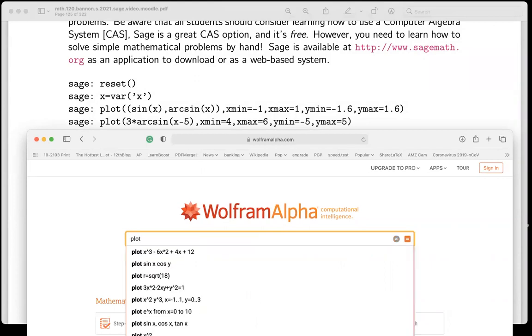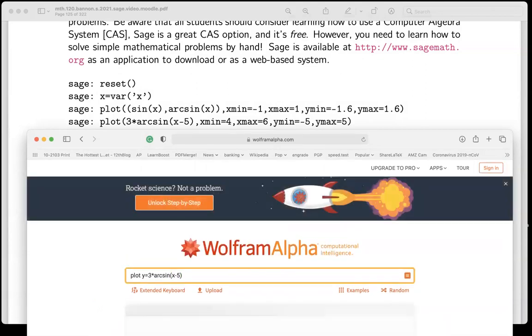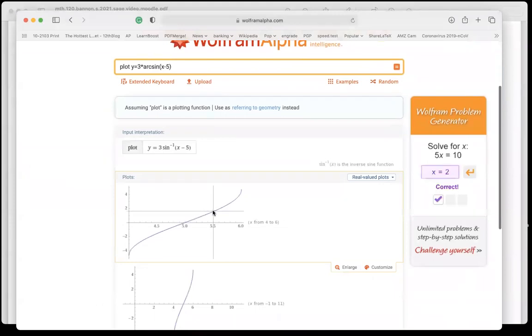Plot y equals 3 times the arc sine. Right. So what I'm doing, just typing that line I see above my web browser, x minus 5. I hope you remember anyway that we just graphed that. What do I like about Wolfram Alpha though? It actually interprets my input, it typesets it, and it gives me a picture of it.